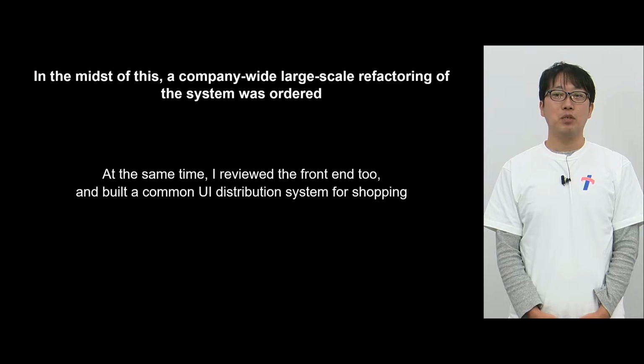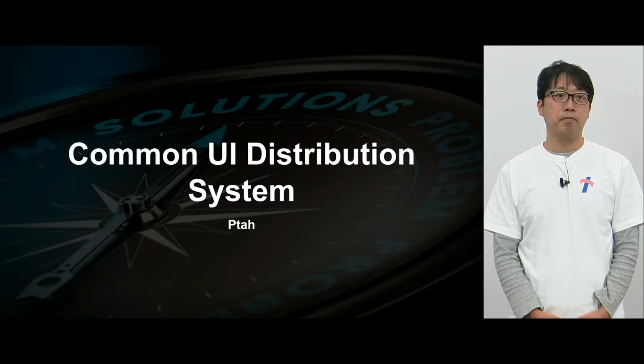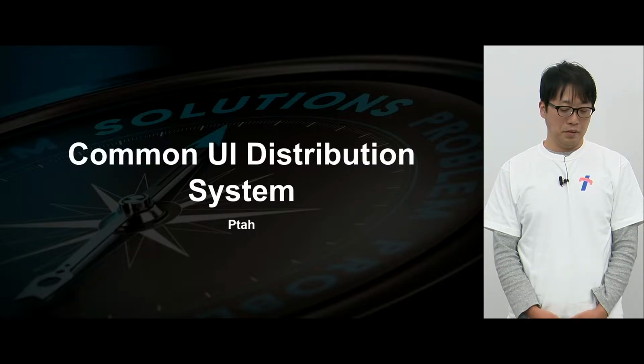Under those circumstances, there was a company-wide large-scale refactoring order. This has led to the shift from the old system and the review of the computing and switching of the languages to improve the productivity. So the front end was reviewed and a common UI distribution system within the shopping was built. That's why we created the common UI distribution system, PTA.